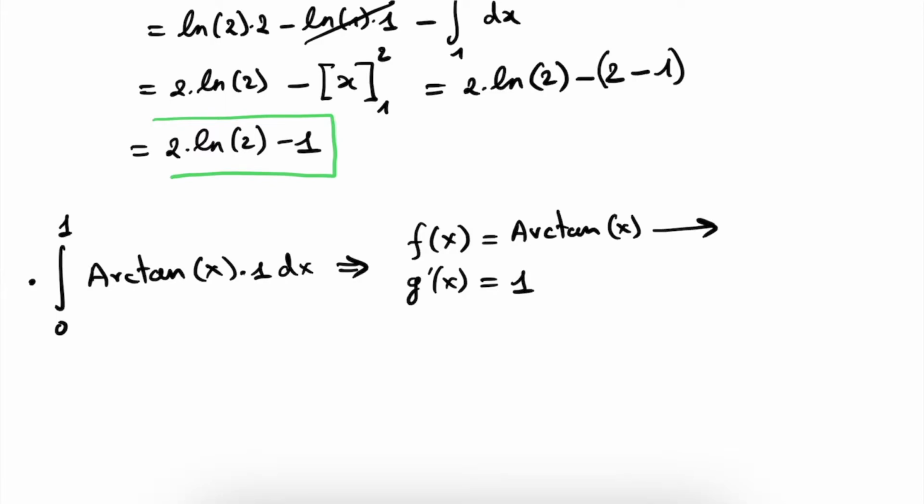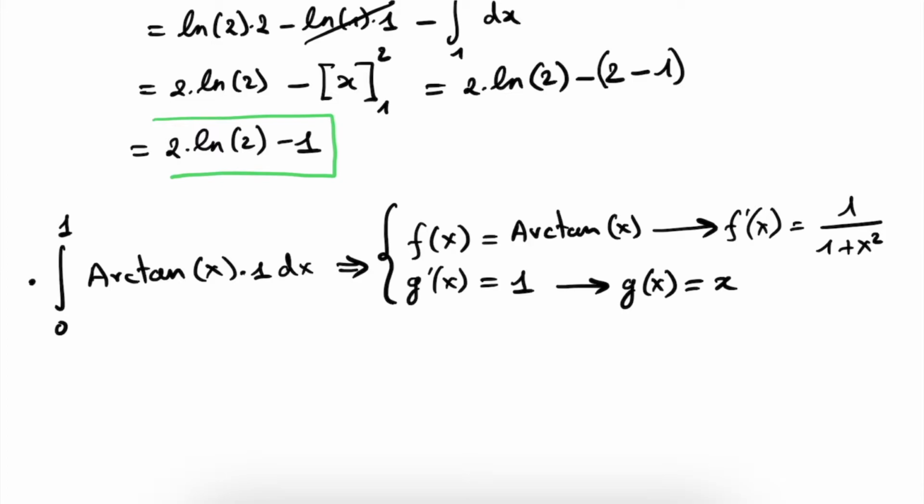Then, as a second step, we derive our first function, our f of x, to get f prime of x. And in this case, this simply is 1 over 1 plus x squared, which is a very standard derivative that you will have come across quite a lot. And again, this g of x is simply the antiderivative of 1, which is x.